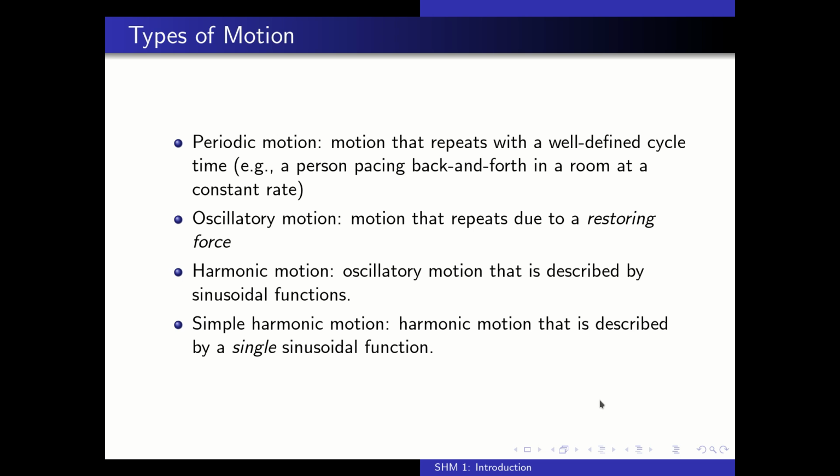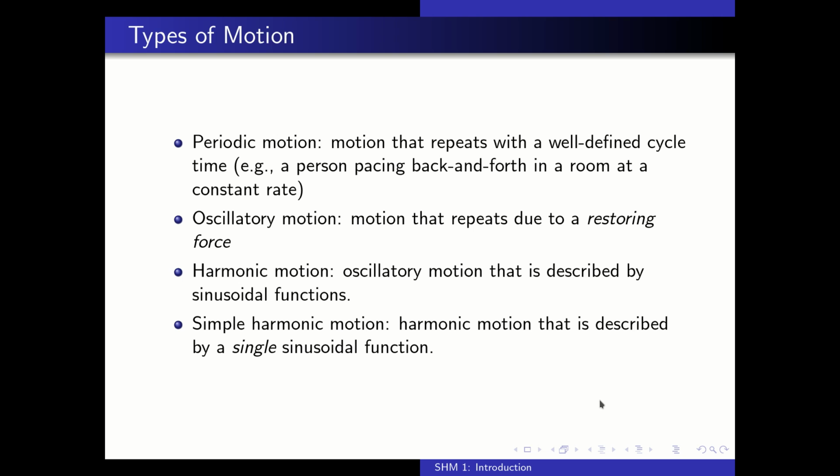And you can see why that's saying something different than just periodic motion. When a person is pacing back and forth in the room, there's no force that's actually drawing them back towards the center. On the other hand, if you have, say, something like a snowboarder on a half pipe going back and forth from side to side of the pipe, that is, in a sense, a very real example of oscillatory motion. There is a force drawing them back toward the center of the pipe. It's gravity.